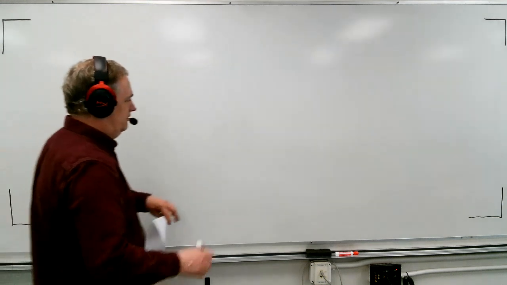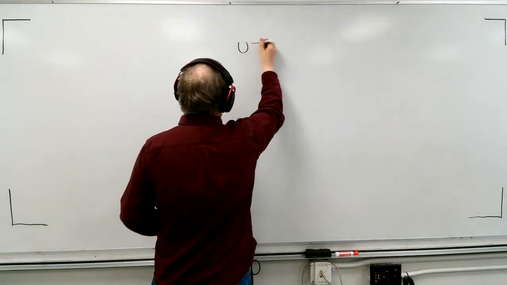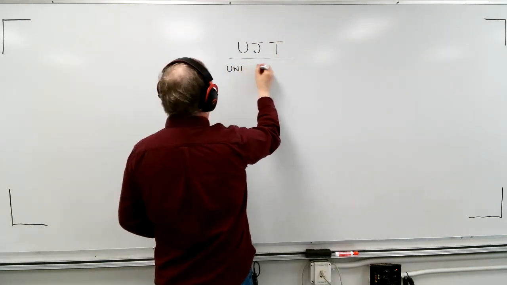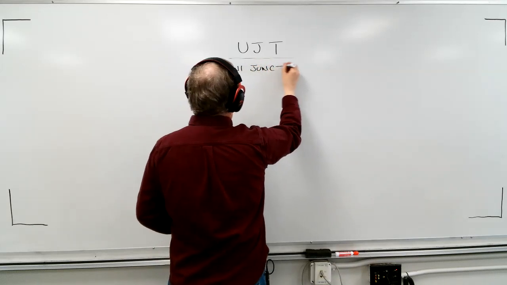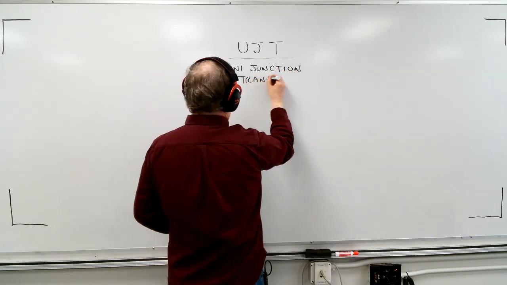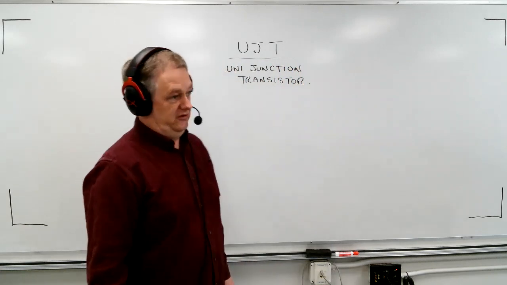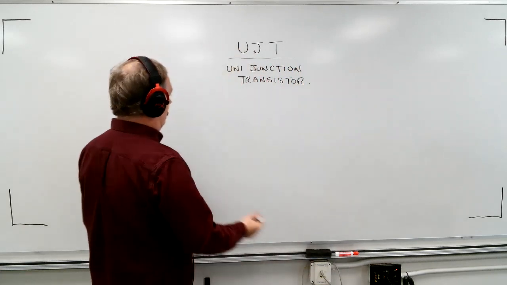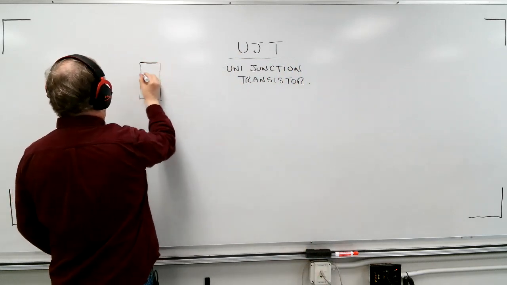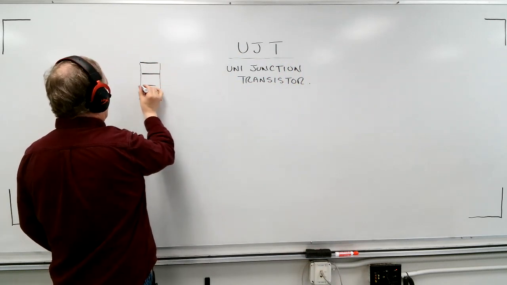And I'm not going to spend too much time on the UJT, but let me explain it like this. First of all, this stands for unijunction. So in other words, one junction transistor. Now, let me briefly stop and ask you, how many junctions do most transistors have? Okay, so if you think about it, most transistors have two junctions because most transistors are 3 layers. So 3 layers, 2 junctions.